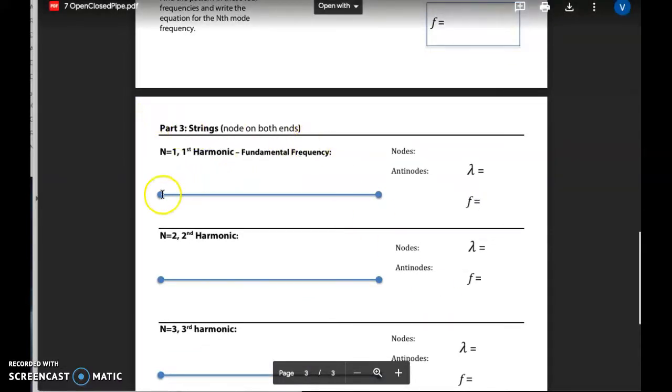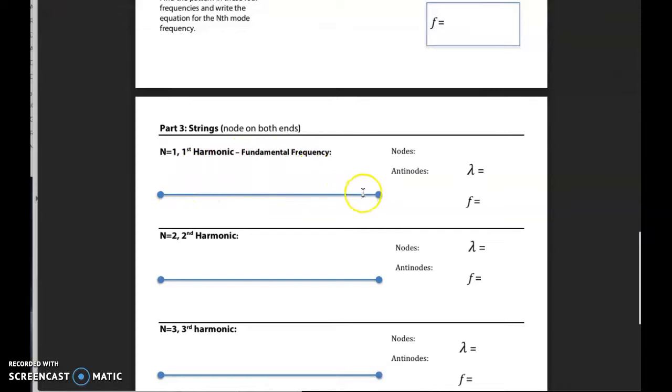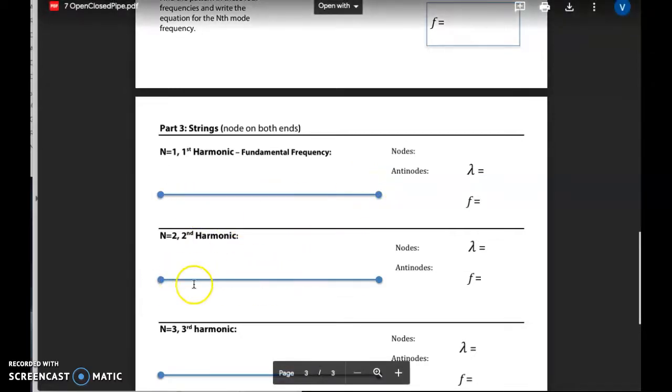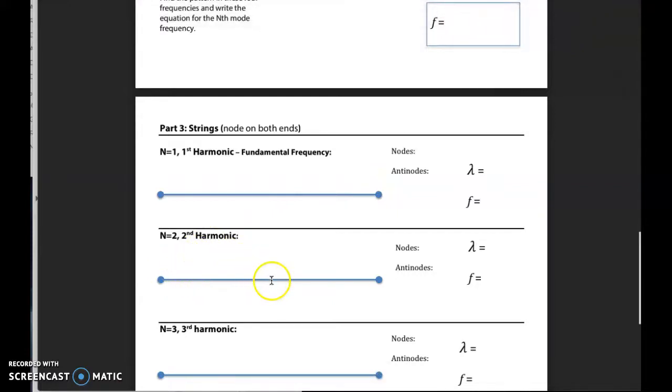And you may already have a sense of what that is, but do that, and then do it again for strings. For a string, you're going to have nodes at both ends. Think of a jump rope for the fundamental. So you're going to have a loop, one loop, like that. You can draw the loop above, and you can also draw it below. You can just draw both. And then the second harmonic will have a node in the middle. So you have a loop, loop, 2 loops like that, and you can draw it below as well.